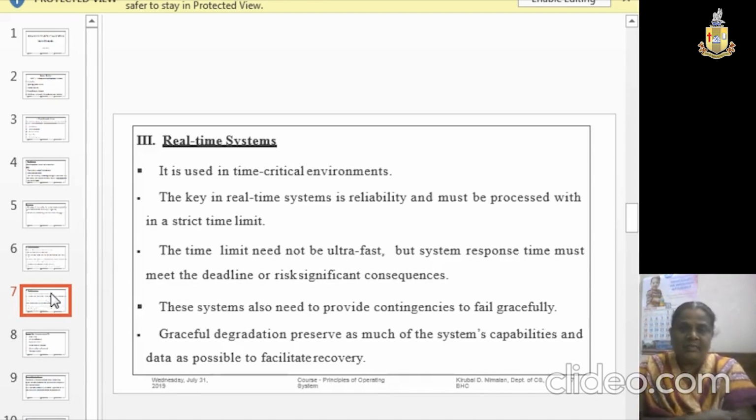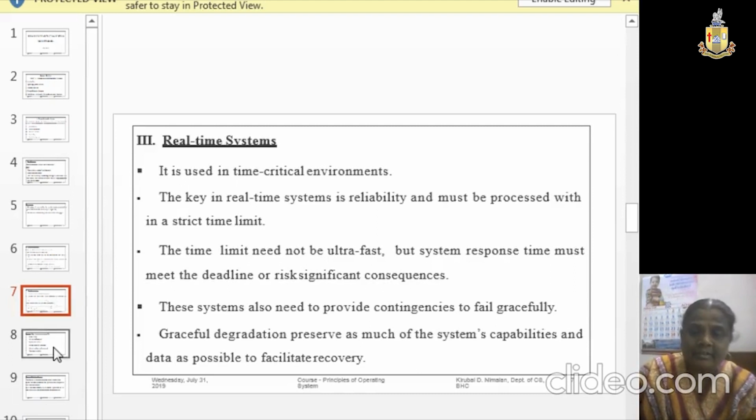To fail gracefully is to preserve the system's capabilities and the data as much as possible to facilitate a recovery. Graceful degradation means to preserve the system's capabilities and also the data that is being processed, which is not affected. That is to fail gracefully. You don't go into data loss, you don't lose your data. The data is preserved and also the system's capabilities are preserved. That is graceful degradation.